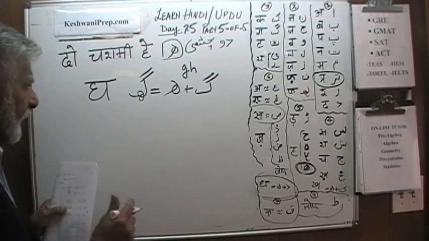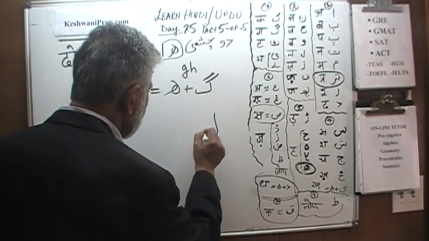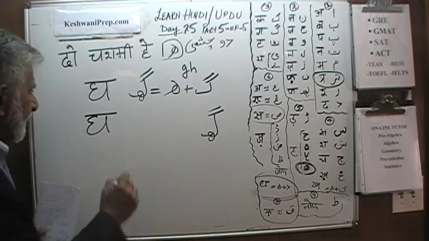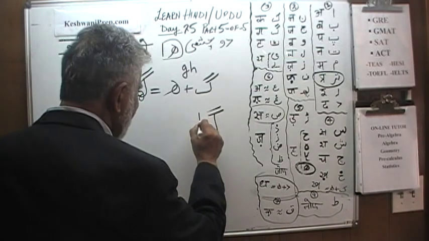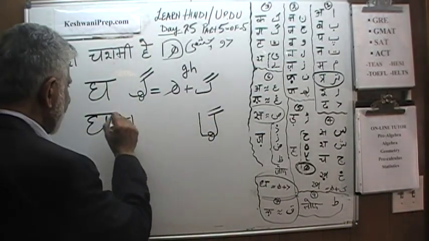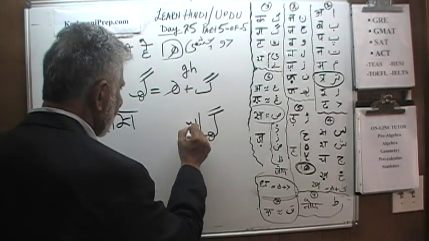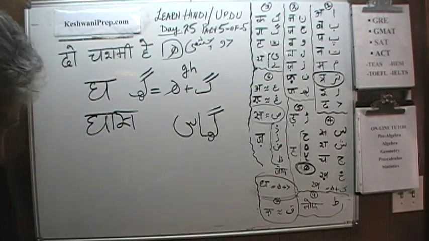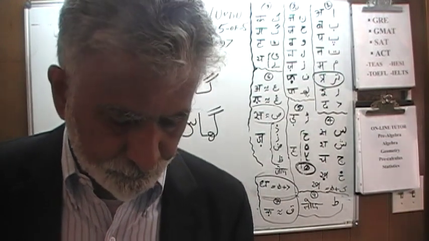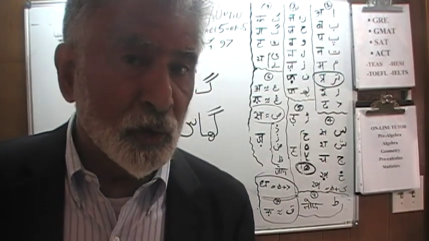Next one is very straightforward. G. And we need a A ki matra. So that makes a Ga. And then sin. Very simple word. Here's your sin. Ghas. You know what ghas is? Ghas is grass. Let's do one with the badi U ki matra.